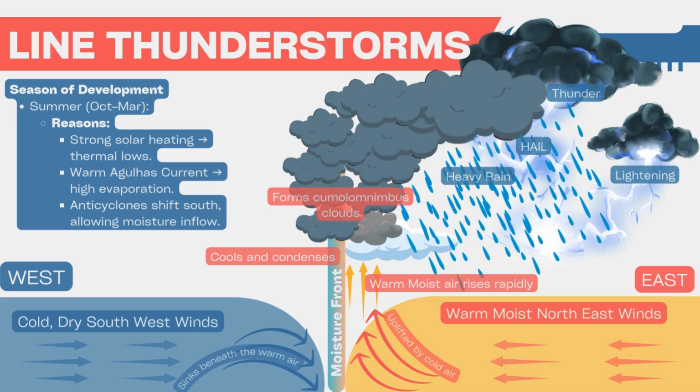Line thunderstorms occur in summer. Why summer only? It's because of solar heating. The interior gets heated, creating a thermal low that sucks in moisture like a vacuum. Warm oceans. The Mozambique Current is summer hot, fueling evaporation. High pressure shuffle. Anticyclones shift south, opening the moisture highway. Winter. The Kalahari High slams the door.